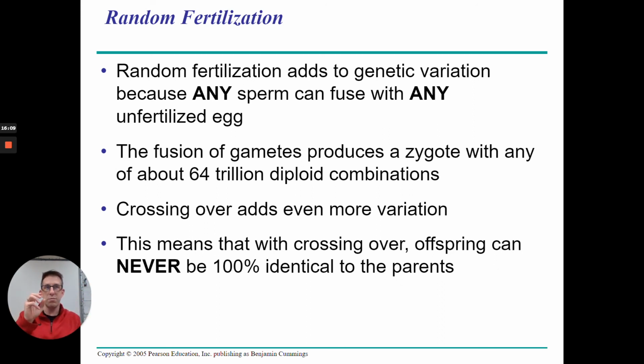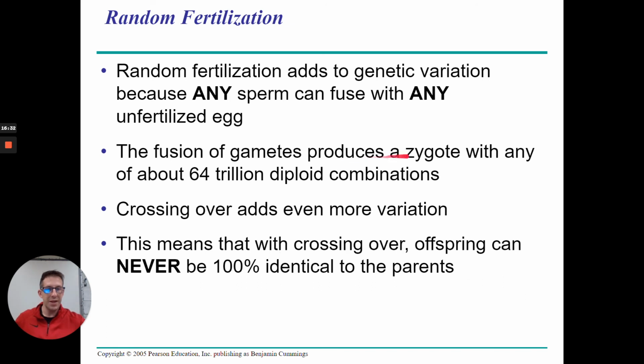All of this stuff is random. It's more or less random which sperm makes it to the egg. It's more or less random which egg drops down into the uterus. We just don't know. So that's part of what happens in random fertilization: any random sperm that comes in can fertilize any random egg that was dropped down.